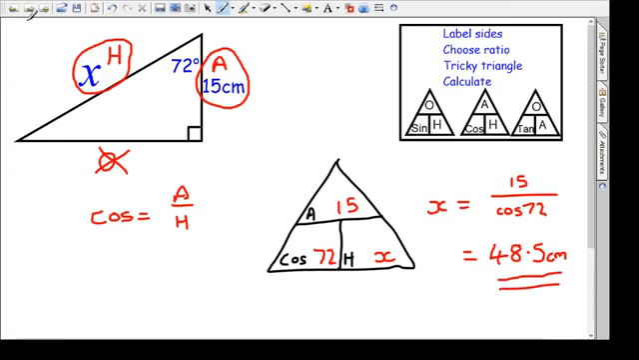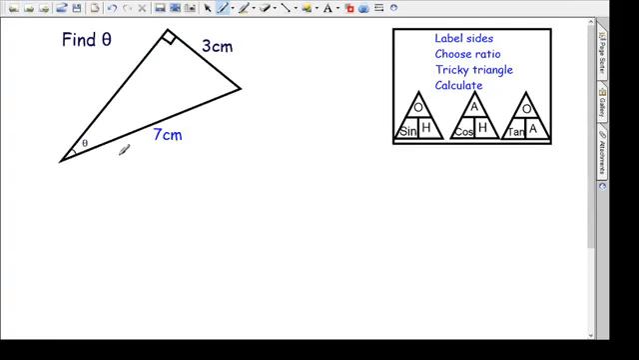Right, let's do one more, because there's one more type of problem that comes up in Trig, and that's the ones where we're looking to find the angle. So this time I'm given two of the sides, but it's the angle that I'm trying to find. Okay, I've just turned this around just to make it look a little bit more interesting, because sometimes that happens in exams, just to make things a little bit more difficult. But what you'll see this time is that the 4 steps still apply. It's still label, choose, tricky triangle, calculate.